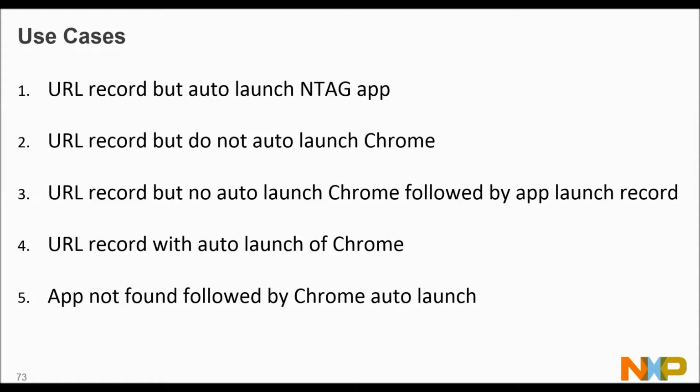The second example, we'll put in a URL record, but we're not going to have it auto launch Chrome or any other app. See what happens with that. We're not going to identify Chrome, and we'll see that it will automatically add in other records that we weren't aware of. Third example, we'll do a URL record for web browsing, but we're not going to auto launch Chrome, and we're going to follow it by another record that will launch an app. Fourth, we'll put in a URL record and finally have it auto launch with Chrome.